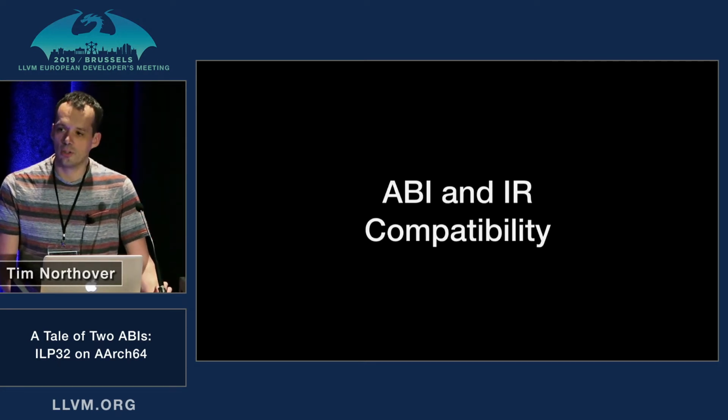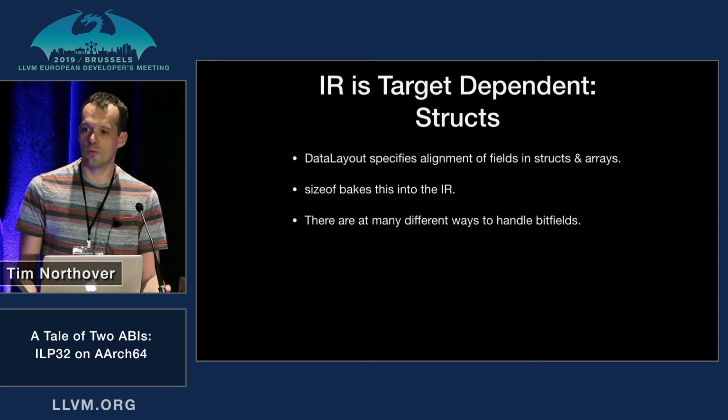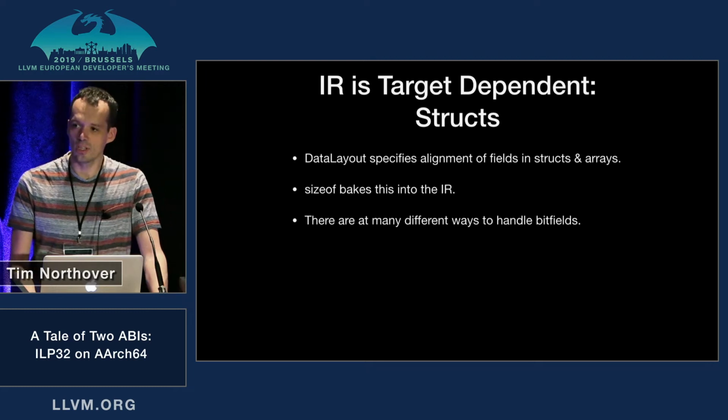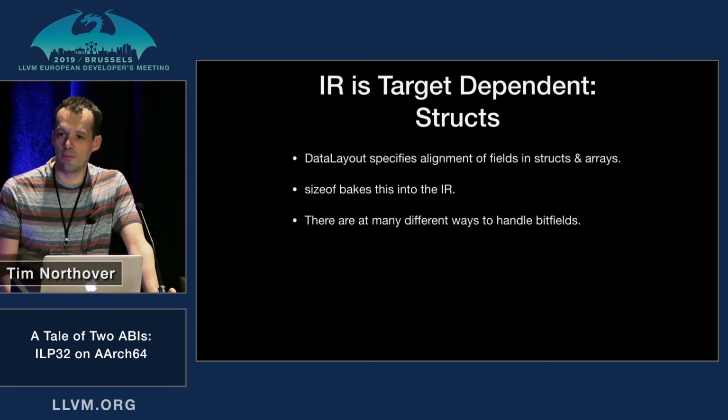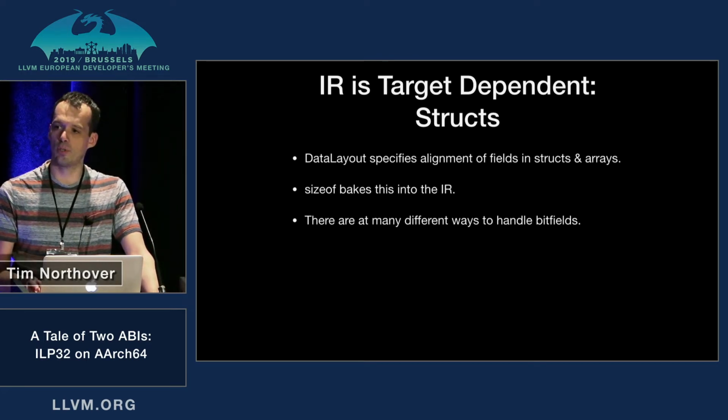So starting with the IR compatibility, there are two main areas where LLVM IR is target dependent, and a host of much smaller issues stretching out into the whole platform in the end. Most notably, at the top of every module, there's this data layout string, which gives the alignments and alignment requirements of fundamental data types like native integers, floats, vectors, and the size and alignment of pointers.